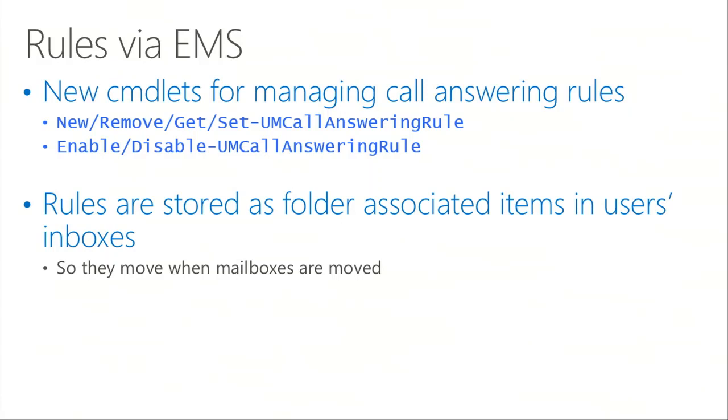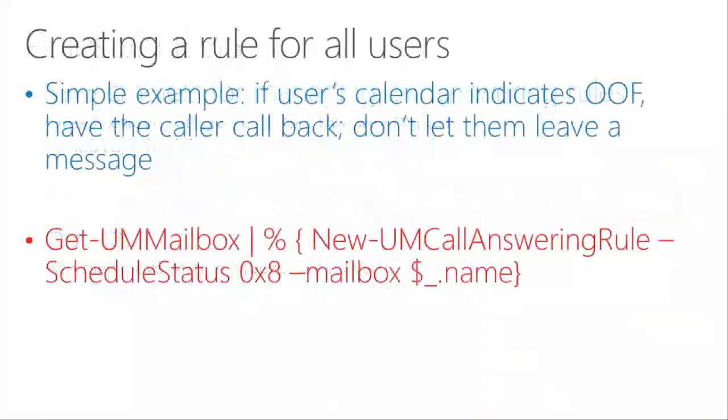Rules are stored as FAIs in the user's mailbox. So when you move their mailbox from one database to another, when you move that database between servers, when you move their mailbox to Office 365, those rules go along with it, which is kind of nice. It means you don't have to remove and recreate them. If you disable the user, the rules stay there. So when you enable them again, the rules come back.